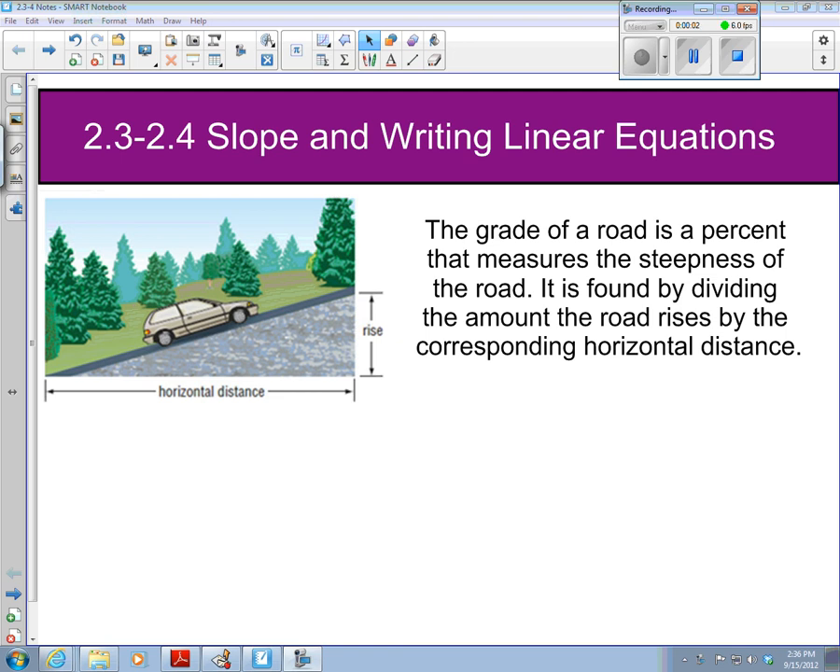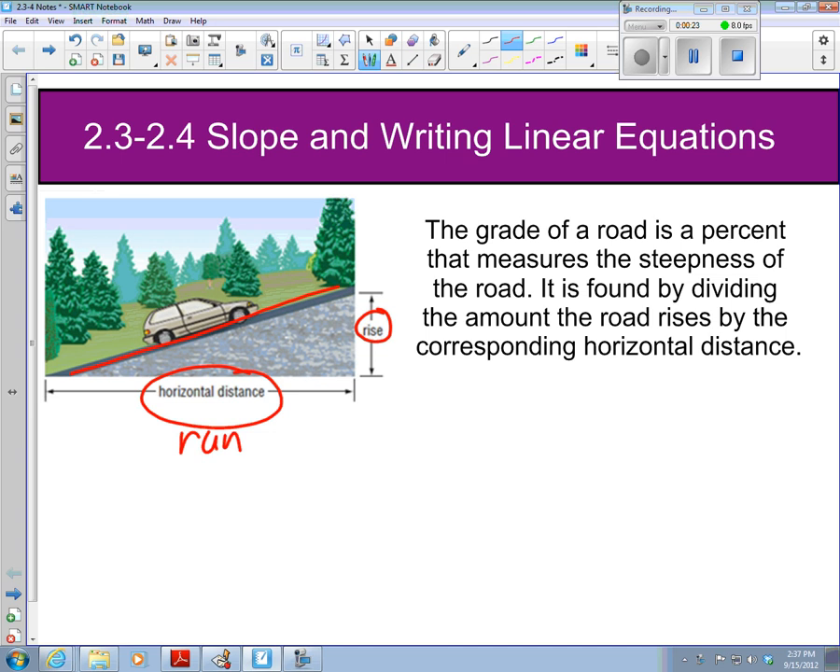Okay, students, today we're going to be working with section 2324, slope and linear equations. First of all, talking about slope. You can see this car is driving up a hill here. That road has a certain slope to it, and the way we measure slope is usually the rise compared to the horizontal distance. This is also called the run.